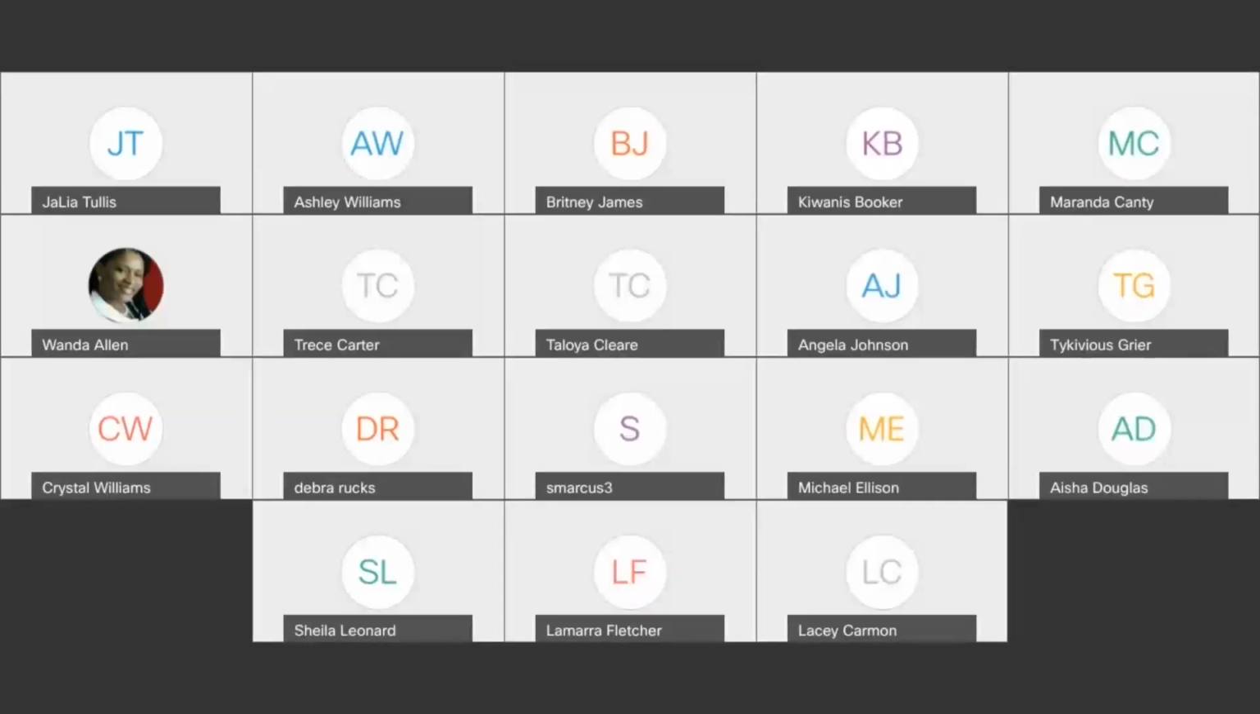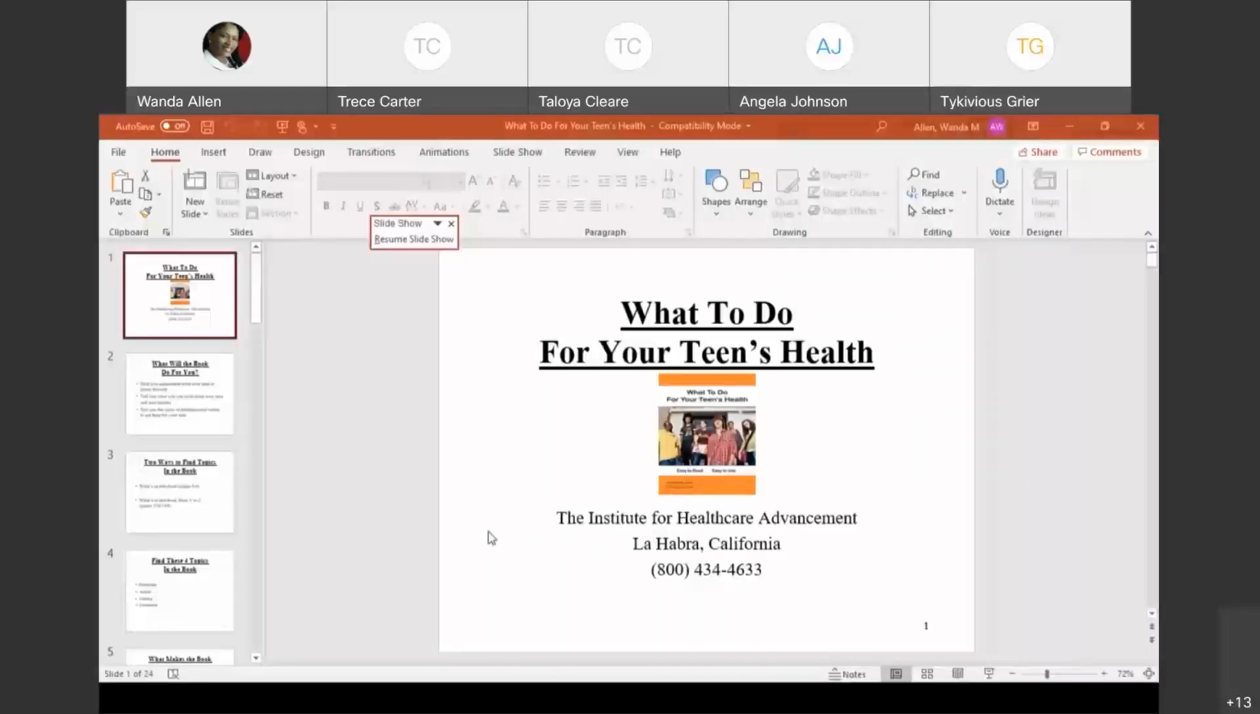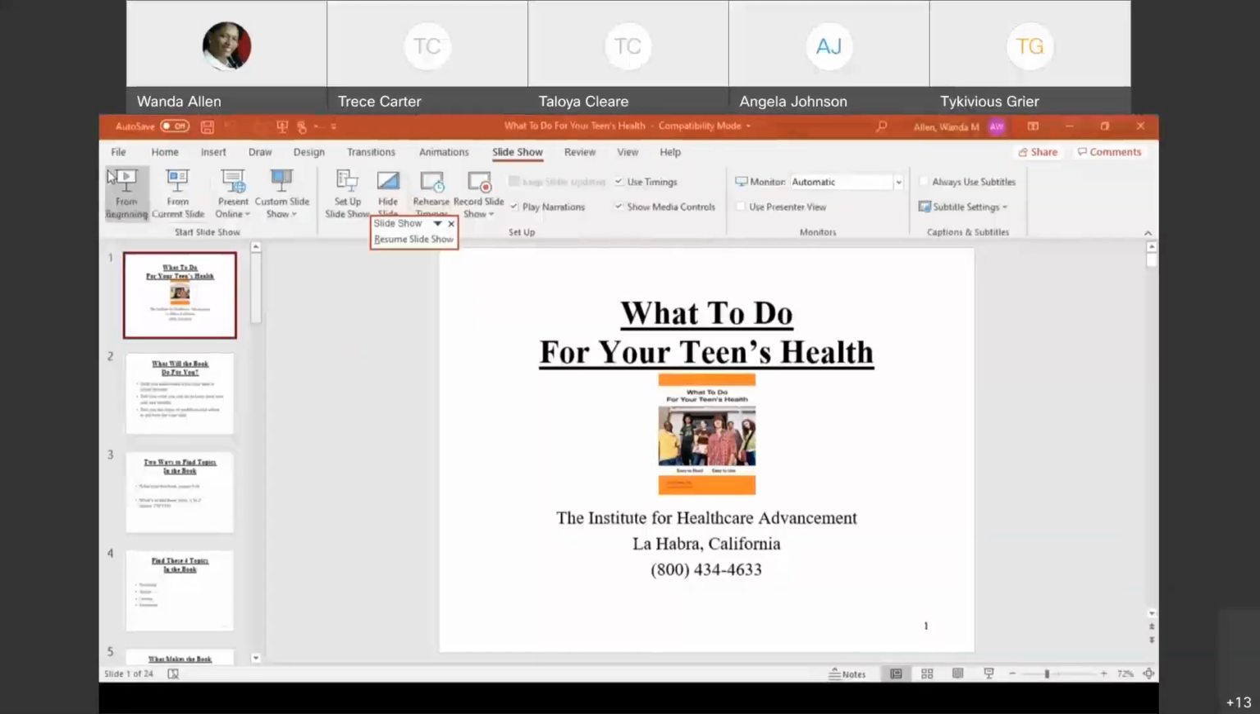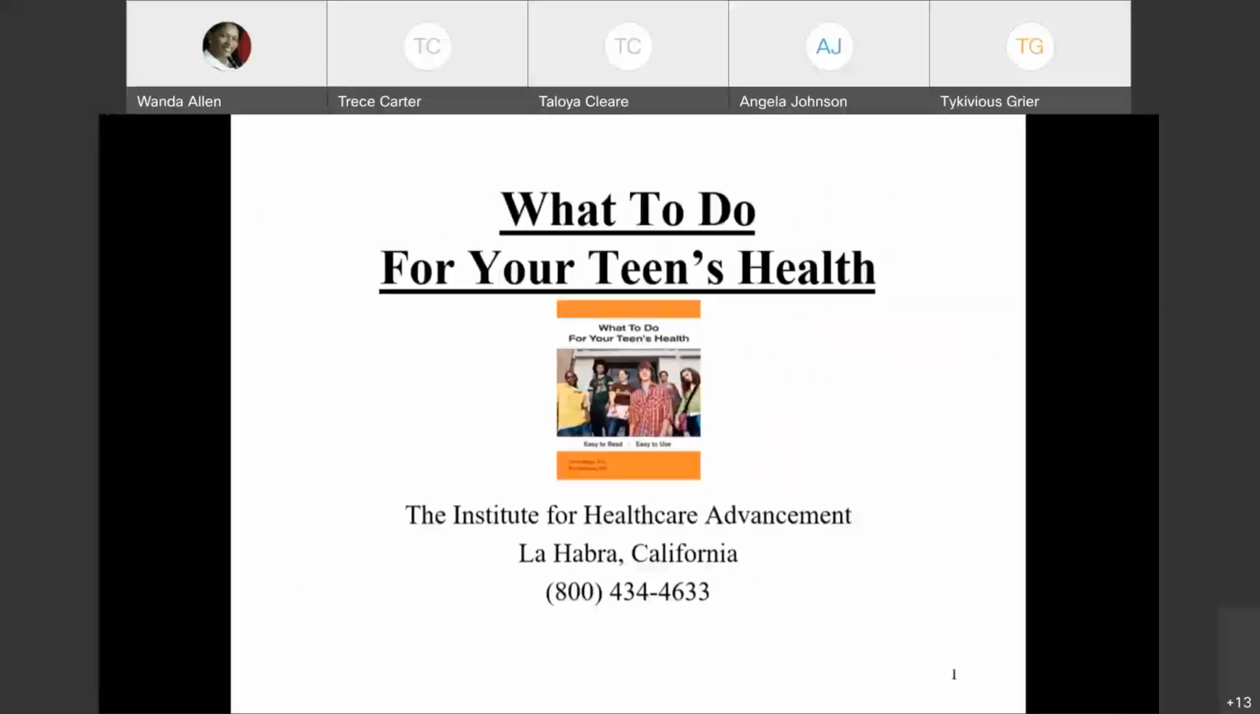Okay, so everyone should be able to see the resource that came with your training resources. I'm going to put it in full view mode. Let's see, slideshow from beginning. Okay, can everyone see that PowerPoint? Yes, we can see it. Great.